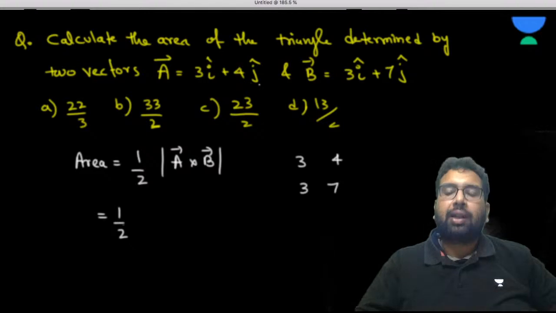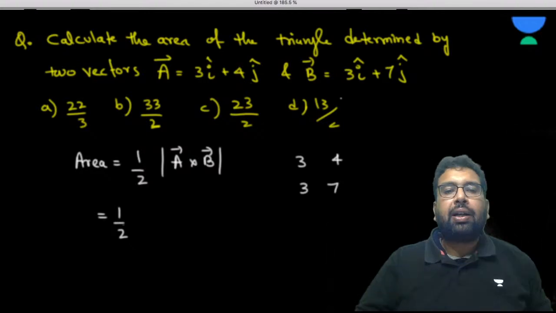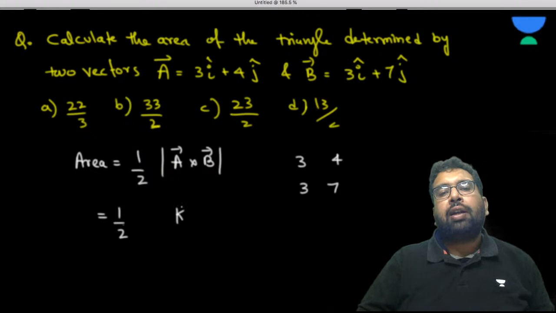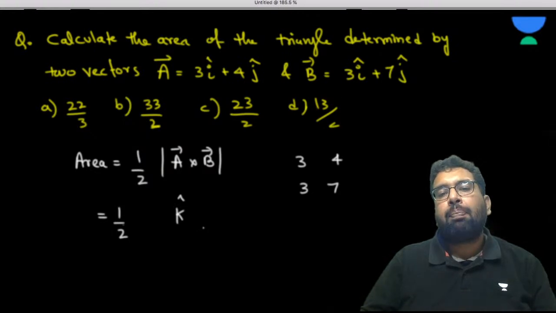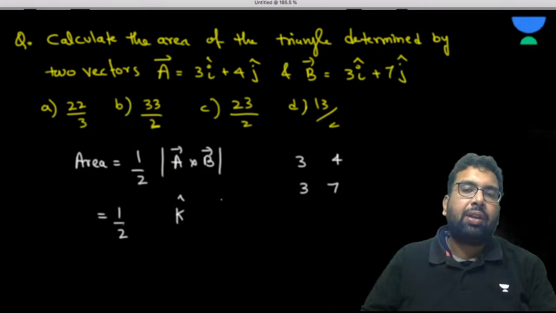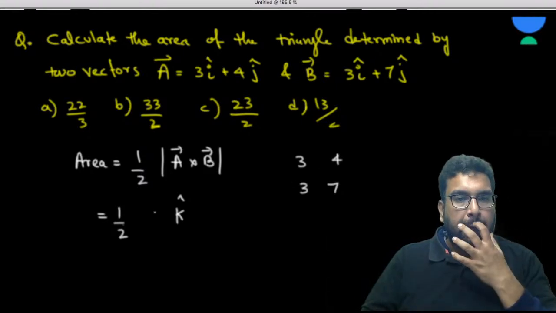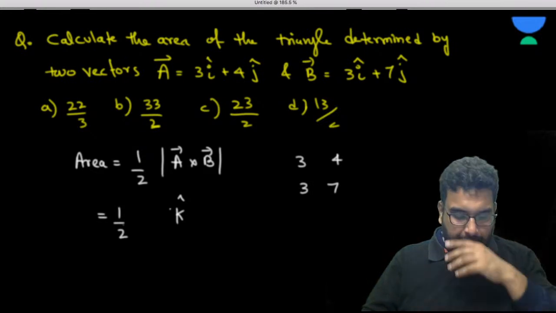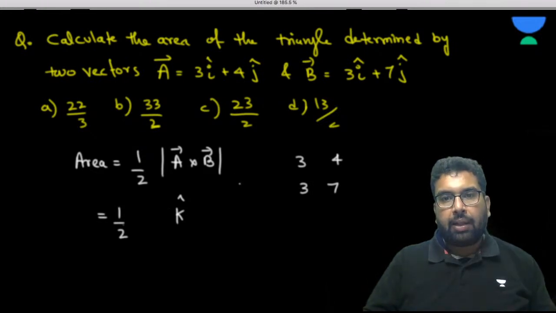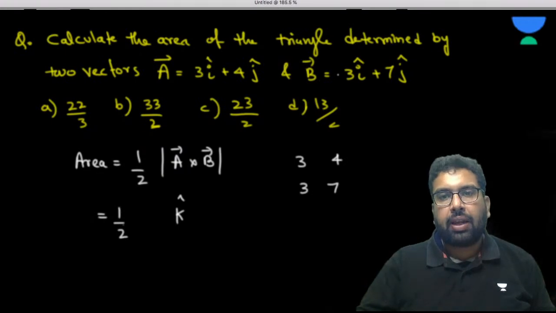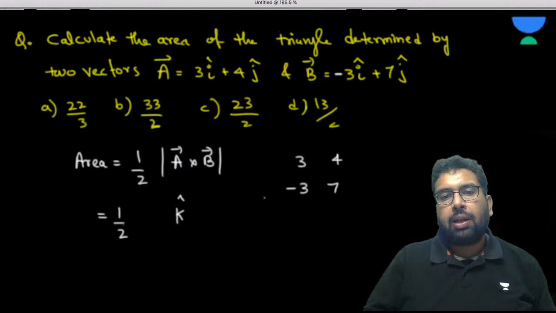See, both the vectors are having i and j, so definitely the resultant vector is going to be along k cap. And this is going to be 21 minus 12. Actually this is minus 3 i, sorry. So it will become 3 into 7, that is 21, and plus 12, that is 33.